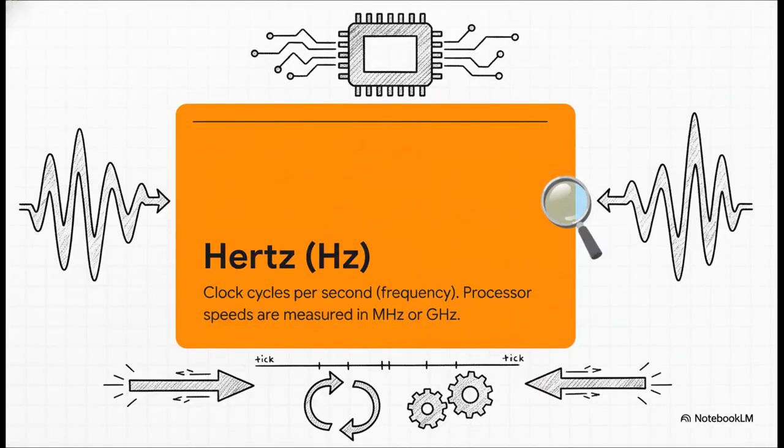Well, that brings us to hertz. Basically, a hertz is 1 cycle per second. It's how we measure a processor's clock speed. And modern processors are so ridiculously fast that we measure them in gigahertz. That's GHz, which is billions of cycles per second. The bottom line, a bigger number here usually means a faster, more powerful processor.